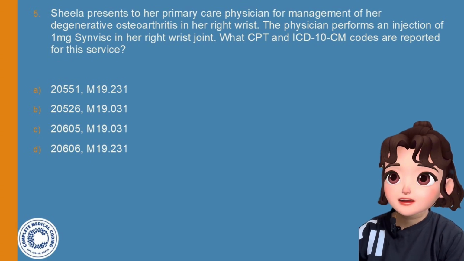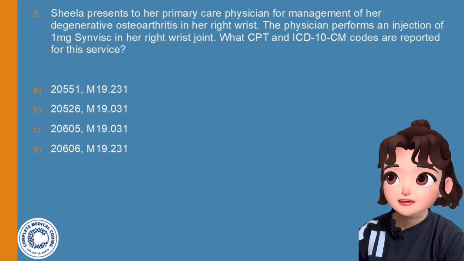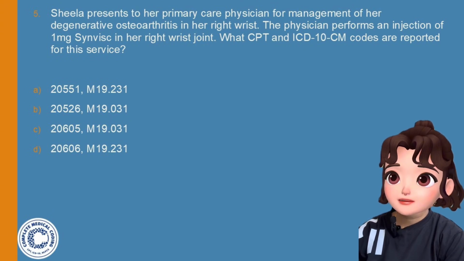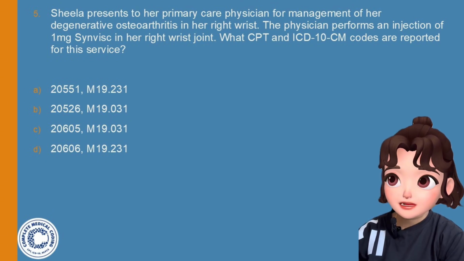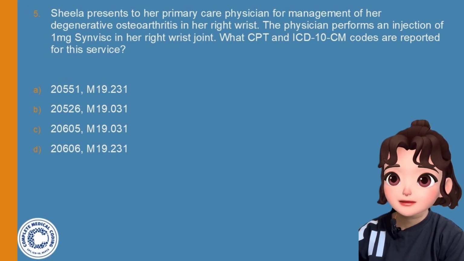Moving on to the fifth question. Sheila presents to her primary care physician for management of her degenerative osteoarthritis in her right wrist. The physician performs an injection of 1 mg Synvisc in her right wrist joint. What CPT and ICD-10 codes are reported for the service?